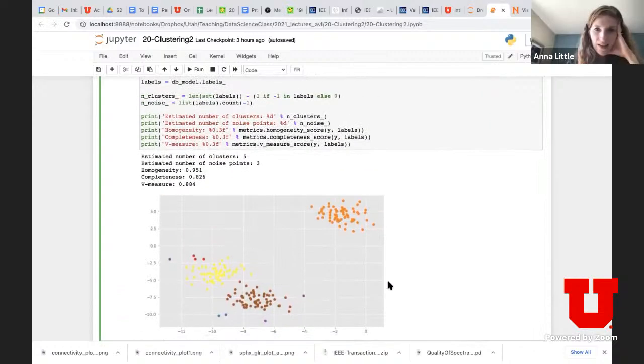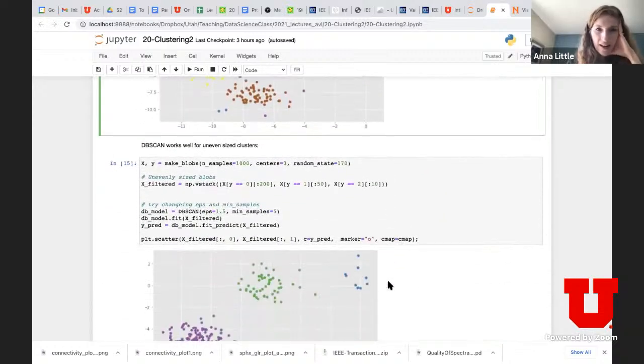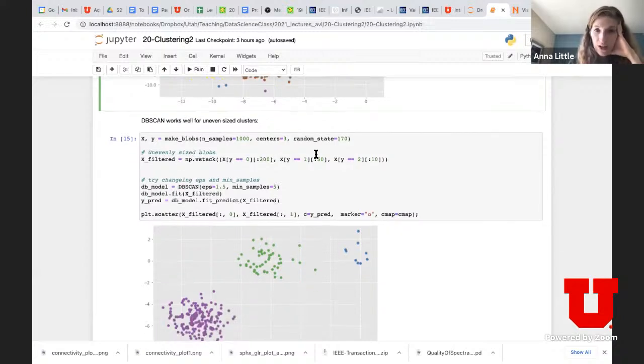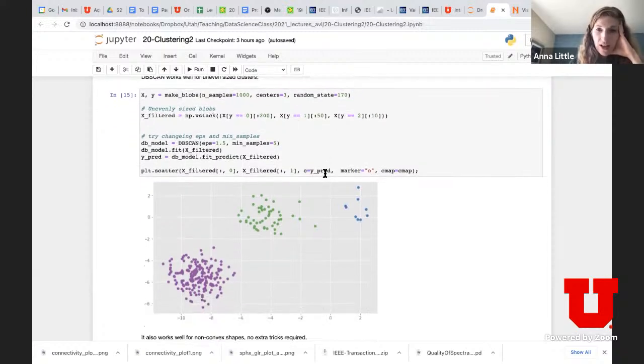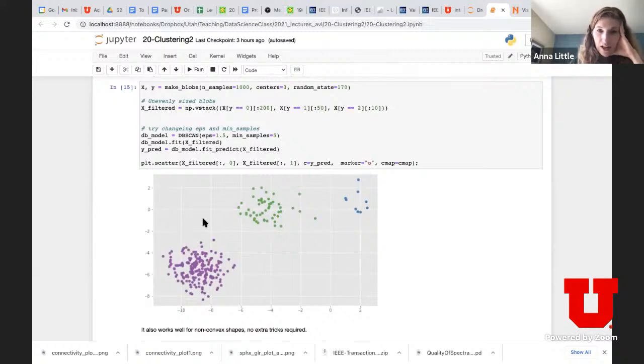Okay. So I said it works well for crazy shapes, and it also works well for clusters of uneven size. The cluster sizes don't have to be balanced. This example repeats the blob example, but then filters it so that we have 200 points from the first cluster, 50 from the second, and 10 from the third. These are very unbalanced clusters, and you can see this picture here. But the method has no problem with the imbalance of the clusters. DBSCAN still works fine for this.